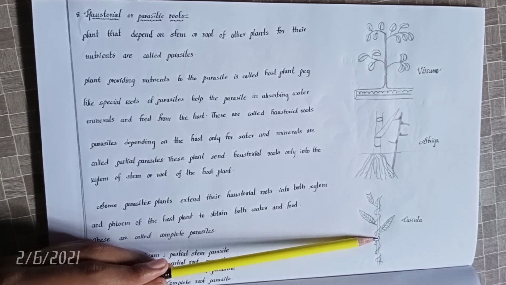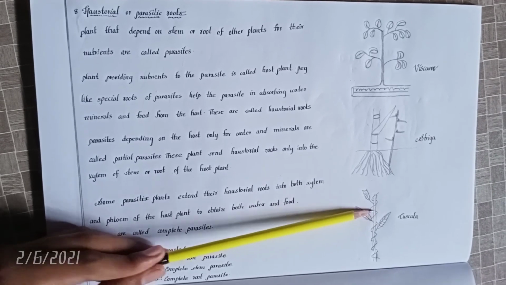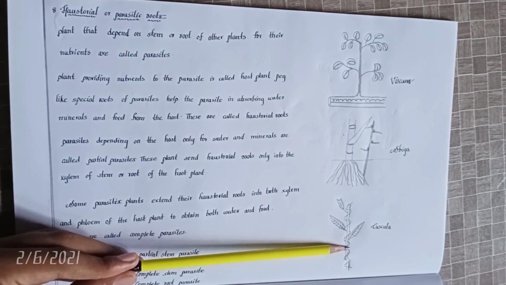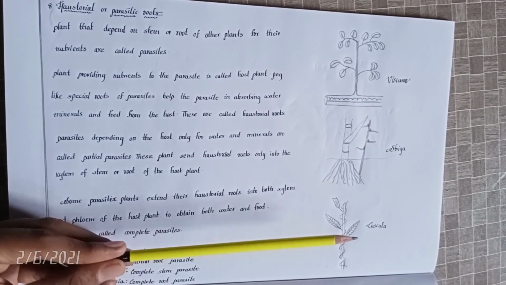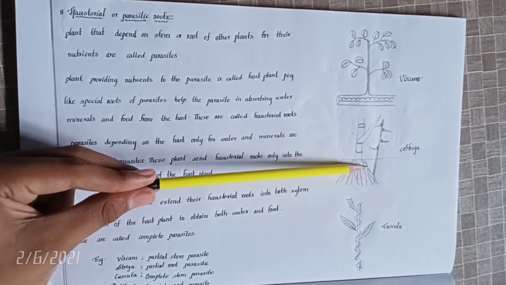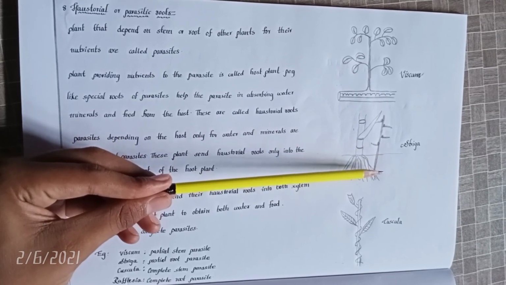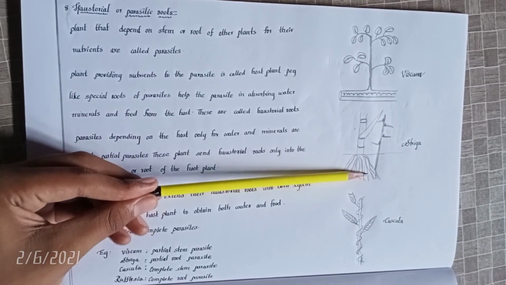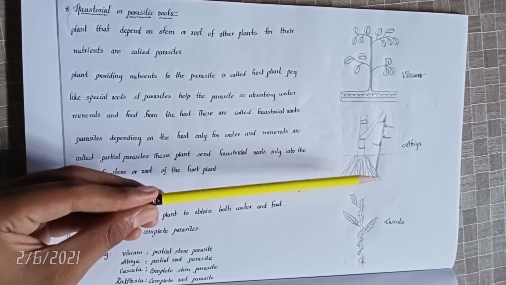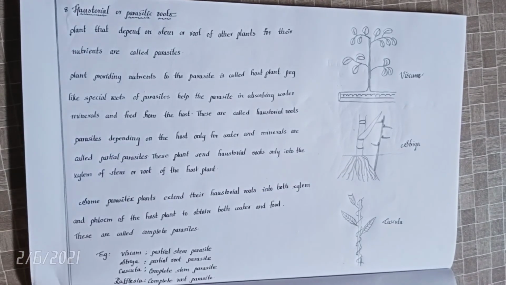In the case of Cuscuta, this parasitic plant enters the stem through both xylem and phloem vessels and absorbs water, minerals, and food material. Hence it is a complete stem parasite. If the parasite spreads its haustorial roots to the roots of another plant and enters into both xylem and phloem vessels and absorbs food material, water, and minerals, that is called a complete root parasite.